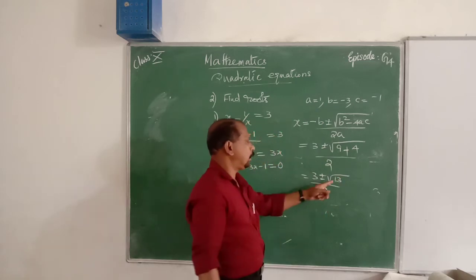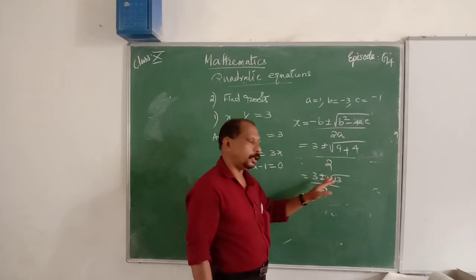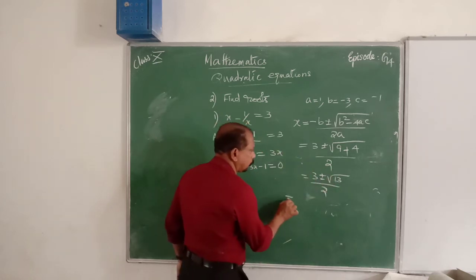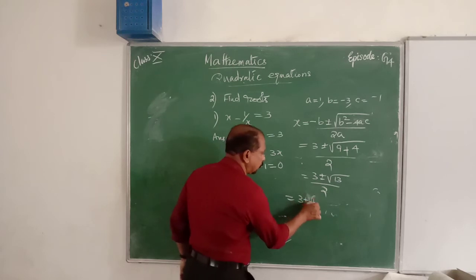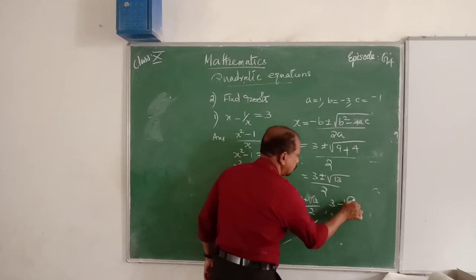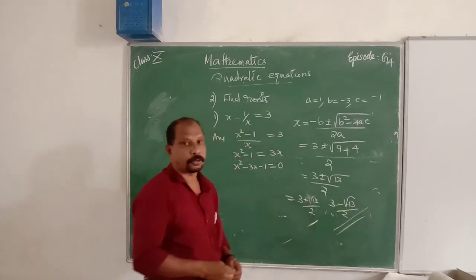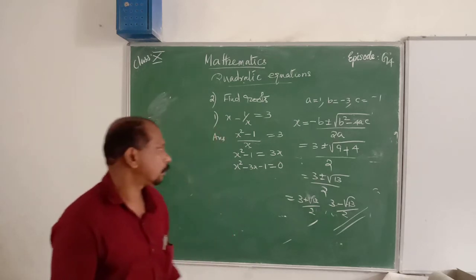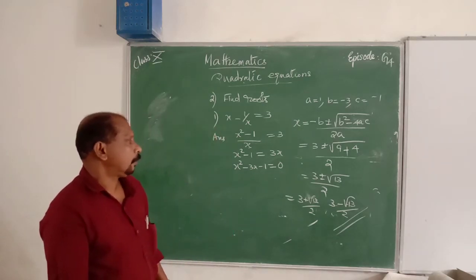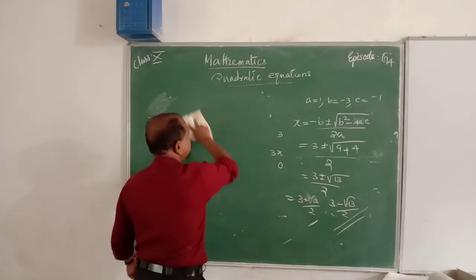That is not a rational number, it is an irrational number. Therefore, write as root 13 only. Therefore, x is equal to (3 plus root 13) by 2, comma, (3 minus root 13) by 2 are the roots of that quadratic equation. Okay. Then question number 2.